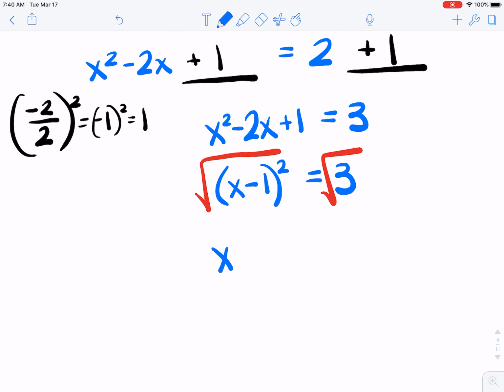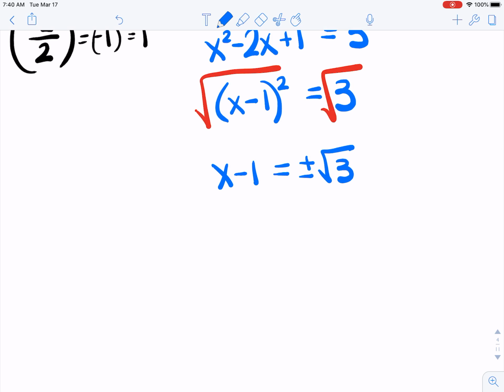On the left, I get x minus 1. On the right, unfortunately, this one isn't as pretty as the other one. This one is the square root of 3. So I'm going to leave it as is, the square root of 3, plus or minus the square root of 3. Now I have to change this. If you want to write it out into the two steps, I've got positive square root of 3, and I have negative square root of 3. Again, the negative sign is not underneath the square root sign, so it's okay. You're allowed to do that.